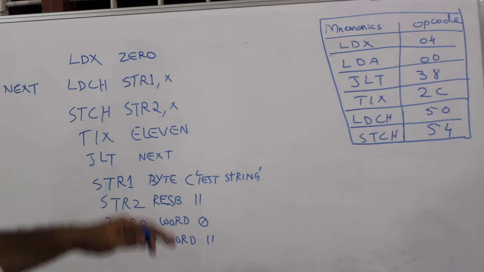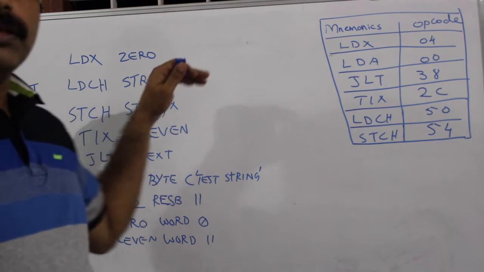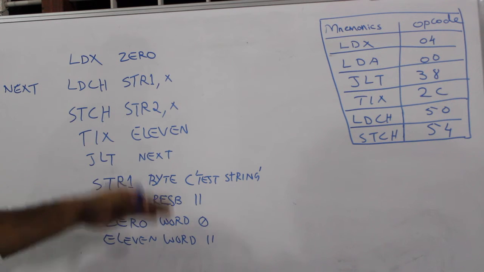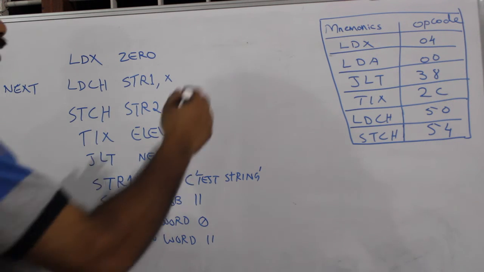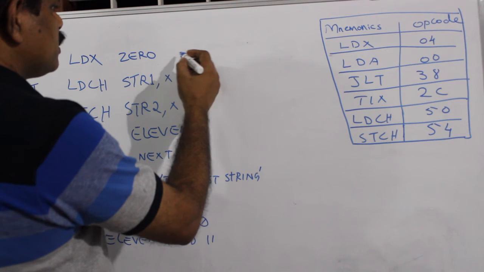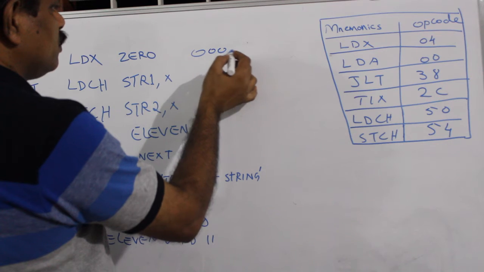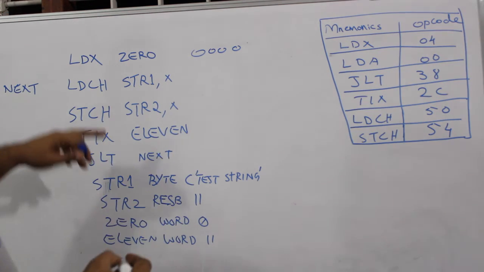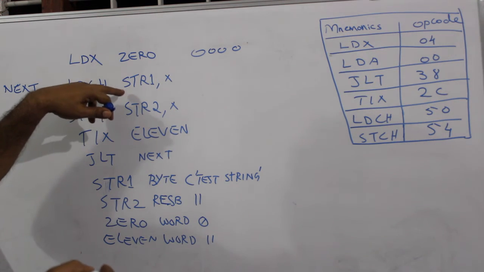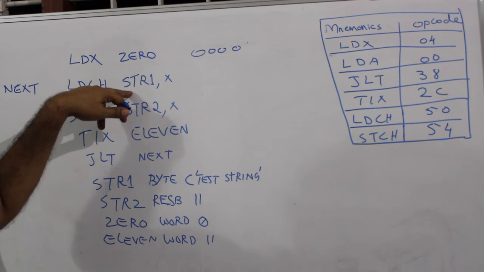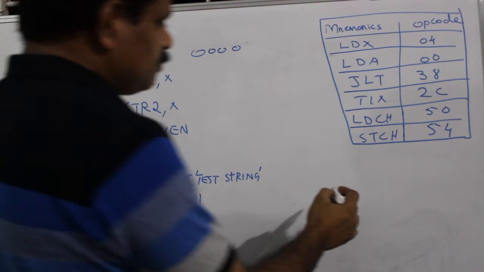And this translator assigns continuous addresses for the code and data. Then the address of this instruction will be 0000. And what is the address of the next instruction? Remember the instruction format.